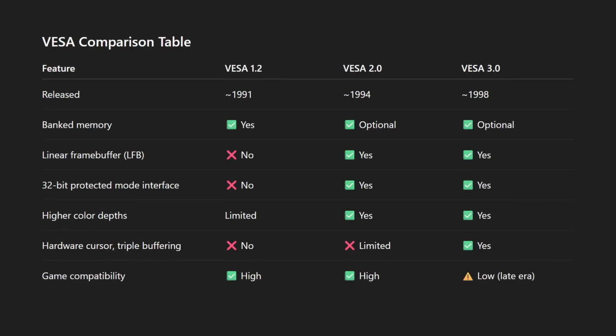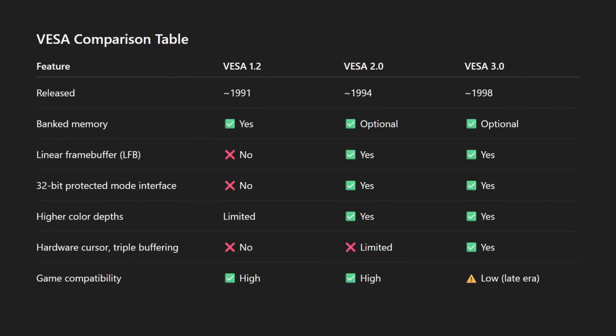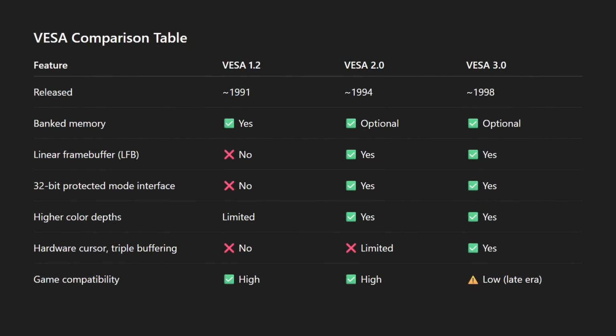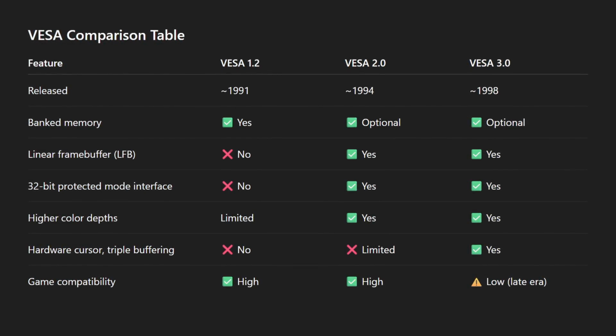However, by that time, VESA was no longer as important because we moved from MS-DOS to Windows and then there were drivers and this was a completely different technology. So we only focus on VESA 1.2 and 2.0. Banked memory is supported by both VESA versions, but for VESA 2.0, it's optional and we get to this in a moment.